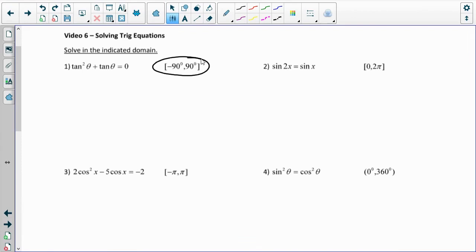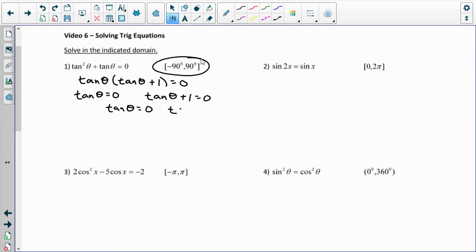And in a lot of these problems, we end up with more than one answer because more than one angle makes this thing work. So I'm going to use all of my algebra understanding and knowledge. I'm going to factor out a tangent theta because there is a greatest common factor. So I have tangent theta pulled out, and then I still have tangent theta plus 1 equals 0. Now I set both parts of this equal to 0 by the zero product property. So tangent theta equals 0 and tangent theta plus 1 equals 0. So what I'm looking for is where tangent theta equals 0 and tangent theta equals negative 1.